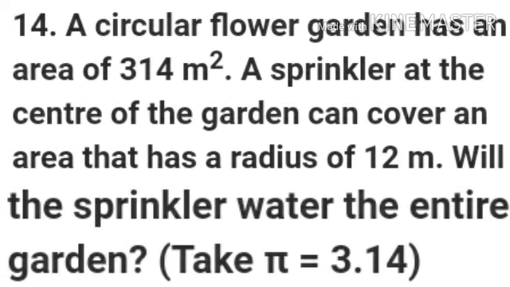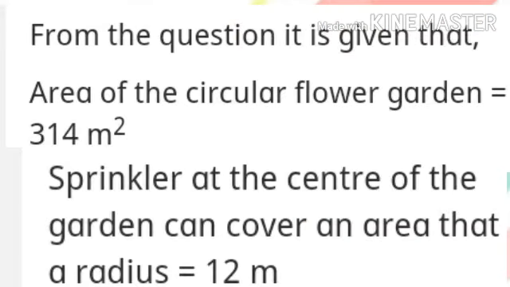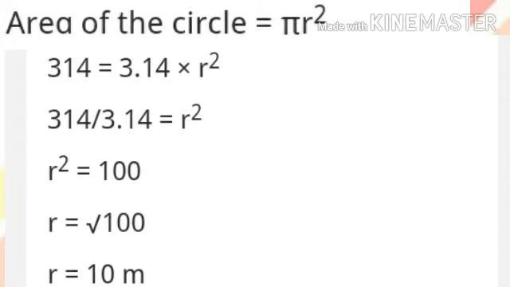Now question number 14. A circular flower garden has an area of 314 meter square. A sprinkler at the center of the garden can cover an area that has a radius of 12 meter. Will the sprinkler water the entire garden? Take pi is equal to 3.14. Okay. From the question, it is given that area of the circular flower garden is equal to 314 meter square. Sprinkler at the center of the garden can cover an area of radius 12 meter. So area of garden given 314.